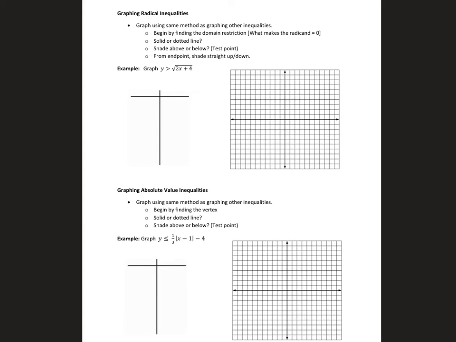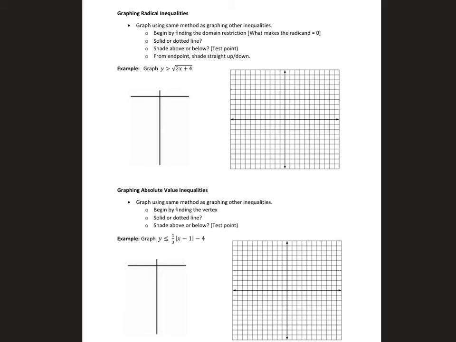Now, in addition to looking at the transformations of the graphs of functions, we're also going to revisit inequalities, and we're going to discuss today how to graph a radical and absolute value inequality. Starting with graphing radical inequalities, we're going to graph using the same method as we did graphing any other inequality before. Begin by finding the domain restriction, which is what makes the radicand equal to 0. The reason we want to do this is, recall, that any negative value inside a radical would make that inequality imaginary, and we cannot graph an imaginary root.